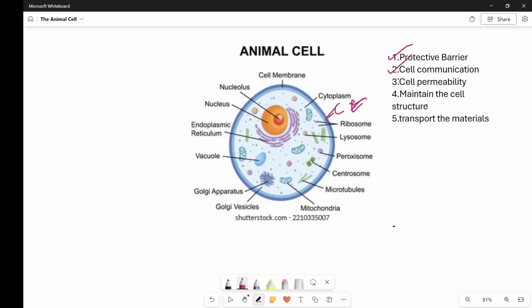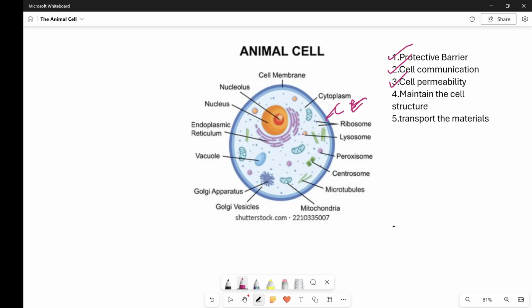The next thing is cell permeability. It's a special characteristic. In a separate video, I'll talk about it in detail, but here I will give you a general idea about cell permeability. Roughly, it controls what enters and what exits the cell.